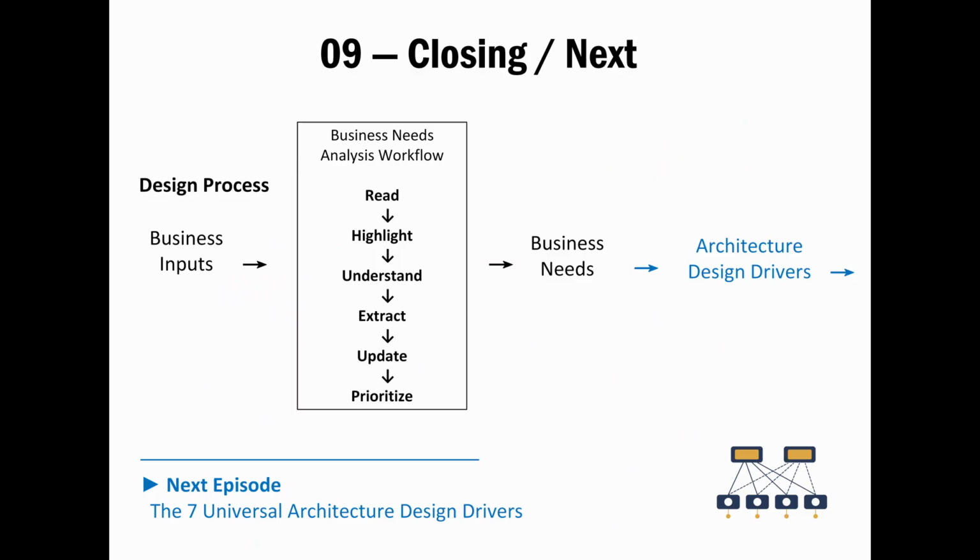In this episode, we learned that every architecture design starts by gathering business inputs. Through business analysis, we identify the underlying business needs and map business needs into architecture design drivers. Whenever you analyze a business scenario, remember these 6 steps: read, highlight, understand, extract, update, prioritize. Whether you're working with a client or taking the CCDE exam, this workflow helps you organize information, identify what's important, and build a solid foundation before making any design decisions.